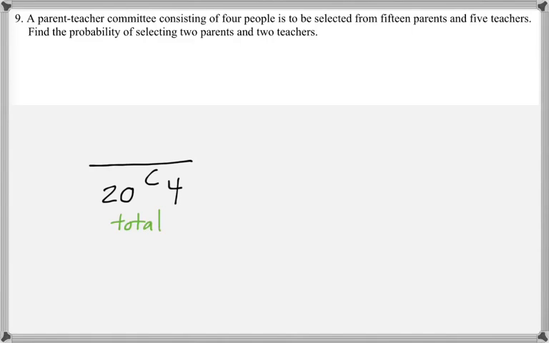Now on the numerator, I want to find the number of ways that I can select 2 parents from the 15 total parents. So that's 15C2, as well as how many ways I can select 2 teachers from the total of 5 teachers. And then I want to multiply those.